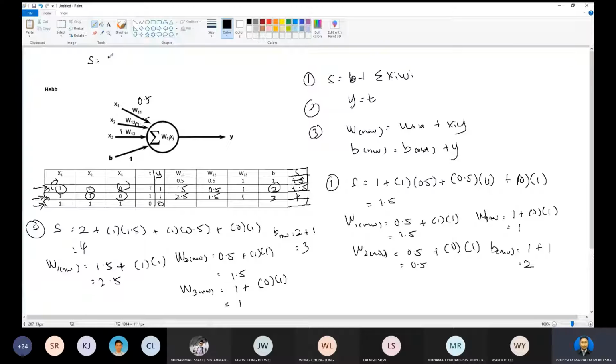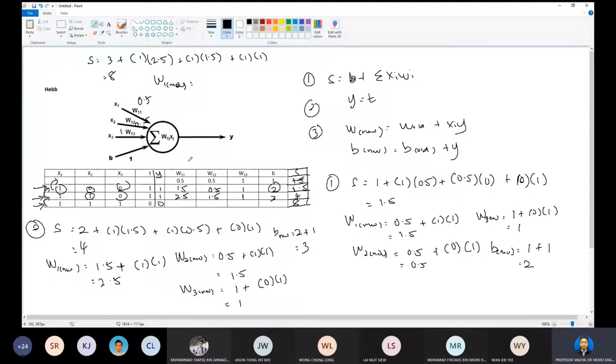Now for the third iteration, the bias will be 3. 3 plus 1 multiplied by 2.5, plus 1 multiplied by 1.5, plus 1 multiplied by 1. That is the net input, S. So it will be 3 plus 2.5 plus 1.5 plus 1, which is 8. S will be 8, the net input is 8. And then you can calculate the new weight 1.